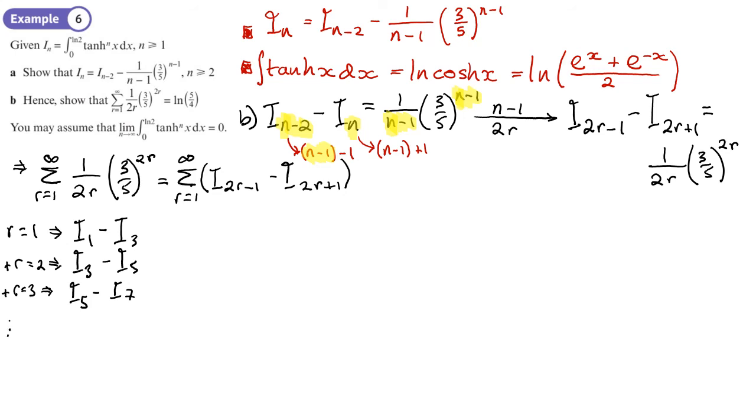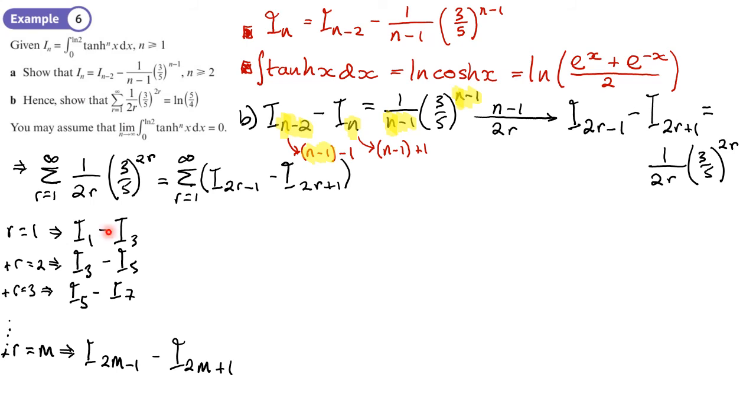Now we'll go all the way down to r equals, let's not use n because we've used n before, let's use m. So when we get to r equals m, and we're going to be adding this as well, that will be I sub 2m minus 1 minus I sub 2m plus 1.